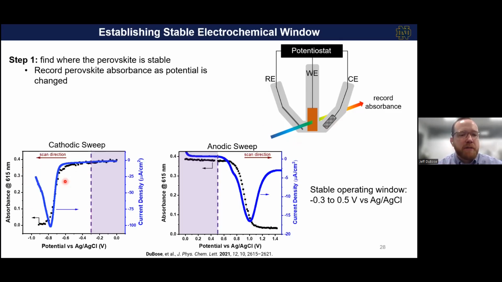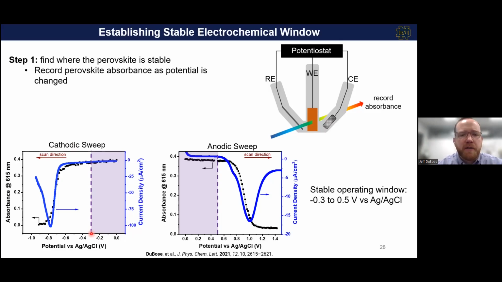This is absorbance as the black traces versus the current response that we see as we apply different potentials. We start from 0 volts versus silver chloride and go in the cathodic direction, more negative. We end up seeing there's this stable window where not much is really happening. And eventually over here, past about negative 0.6 volts versus silver chloride, we see a very large current response and a decrease in the absorption of the perovskite. That tells us that we start driving some sort of Faradaic process out here if we go too negative. We start directly doing electrochemistry on the perovskite itself. And so that tells us, don't go too far in the cathodic direction, go to about negative 0.3 volts versus silver chloride.